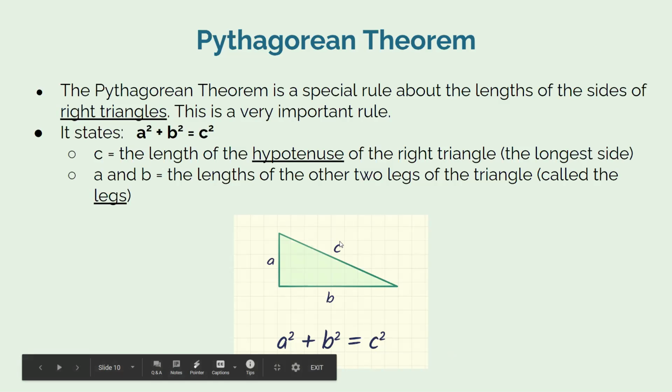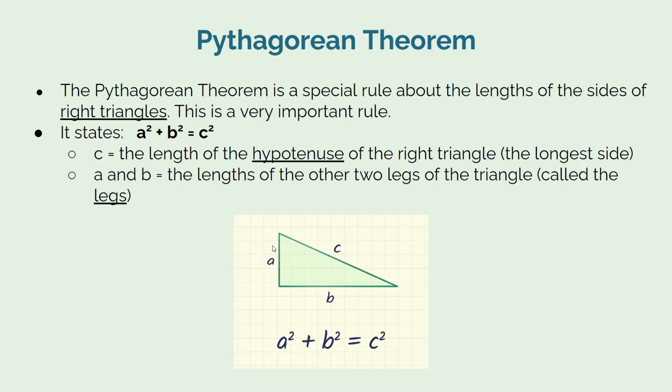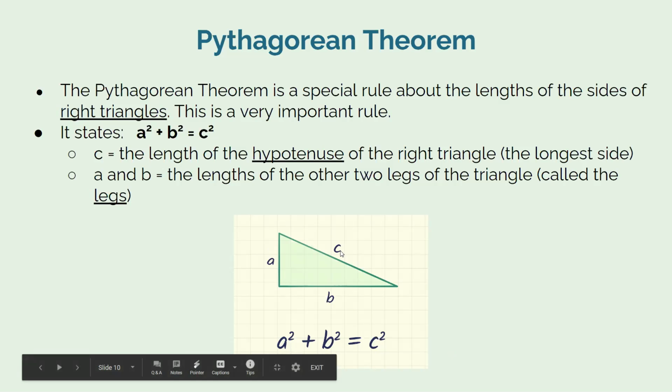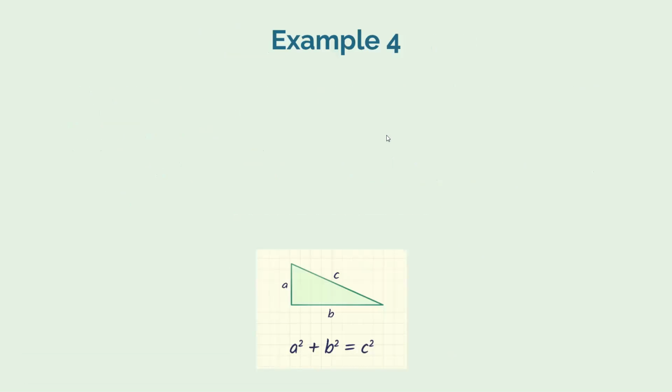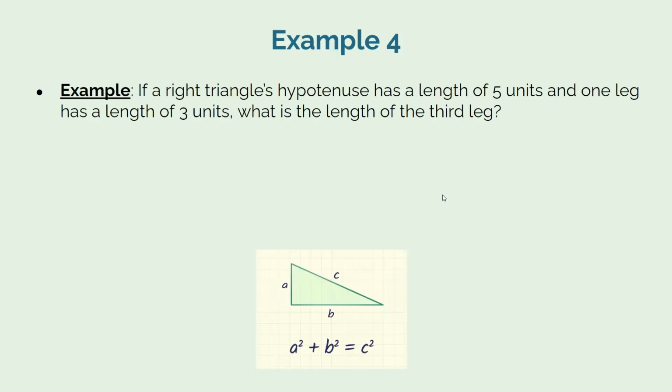So if you knew what c was and you knew what b was, but you didn't know what a was, you could just plug in the value for c and plug in the value for b, and then solve for a. That might sound a little confusing now, but I think it'll make more sense once we get into examples. Okay, we're going to move on to an example. Example 4: if a right triangle's hypotenuse has a length of 5 units and a leg has a length of 3 units, what's the length of the other leg?